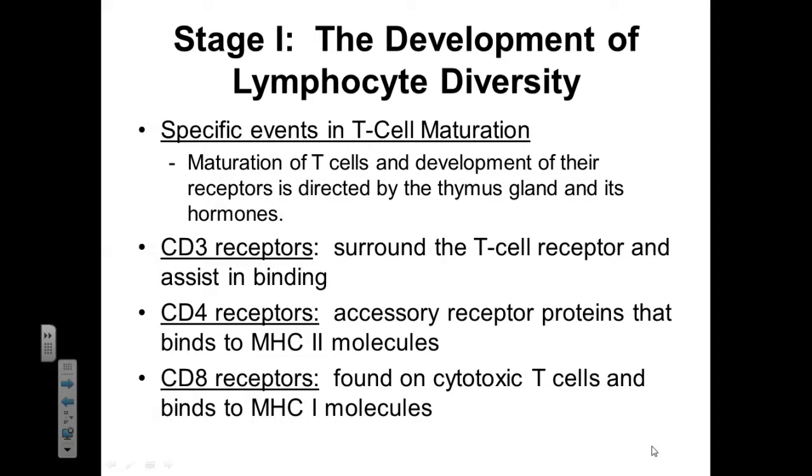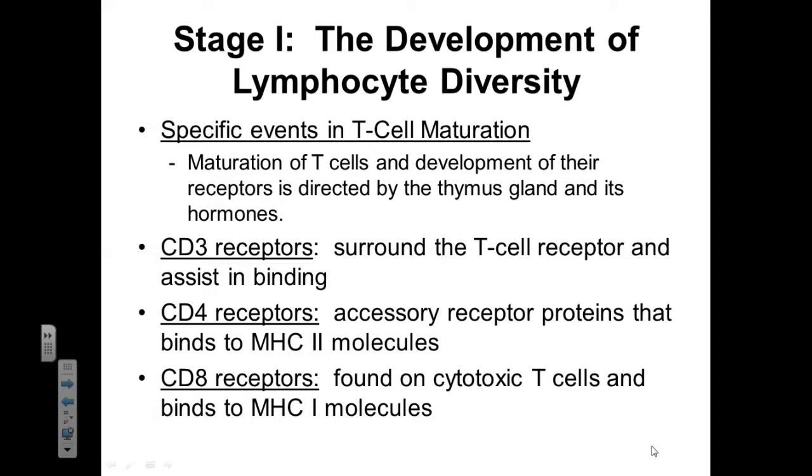All right, class, let's continue with our discussion on the adaptive immune system, also known as our third line of defense. Let's focus on how our lymphocytes, our T and B lymphocytes, are developed. During T cell maturation, our T cells develop their receptors in the thymus gland and respond. This is directed in response to hormones that are specifically located within the thymus gland. So T cell maturation is in the thymus gland.